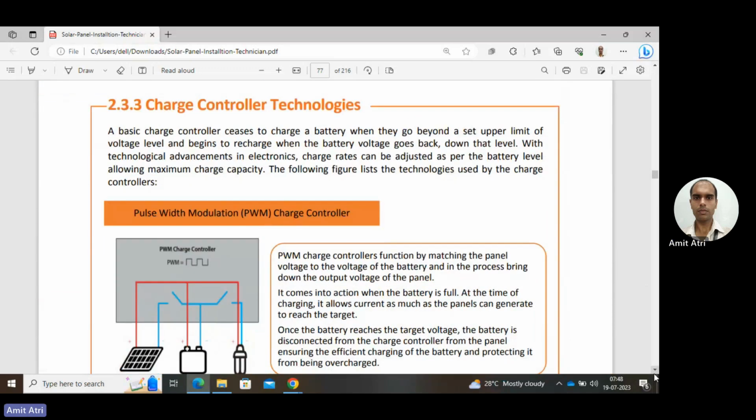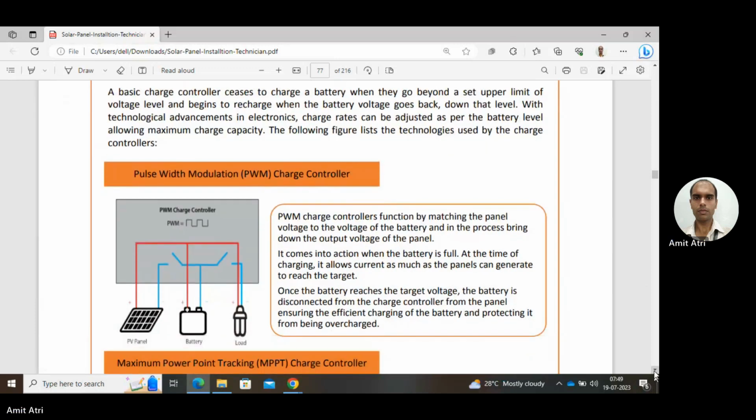Technologies for charge controller. A basic charge controller ceases to charge a battery when it goes beyond the upper limit of voltage level and begins to recharge when the battery voltage goes down to that level. With technological advancements in electronics, charge rates can be adjusted as per the battery level, allowing maximum charge capacity. That is a desirable condition, the maximum allowable capacity of the battery that should be utilized.